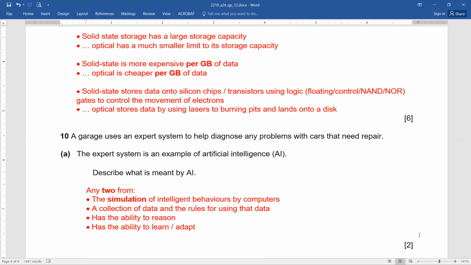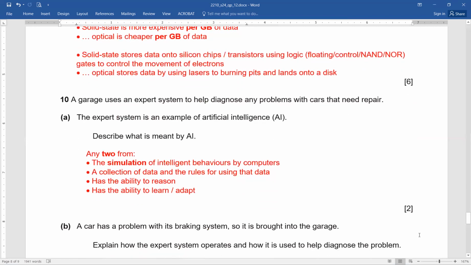So if a student has written any 2 points from the given list, especially paying attention to the definition, I suggest that you better know the right definition. The definition should be understood and learned by you people. And that is simulation of intelligent behavior of the humans, and that is done by the computers, exactly. So in this manner, you'll be able to score 2 out of 2.